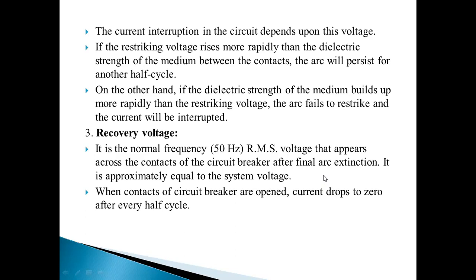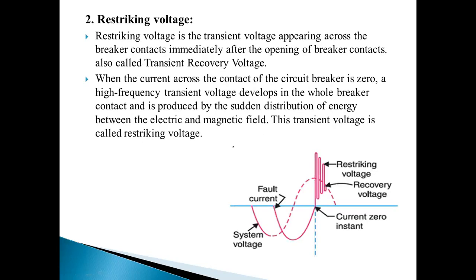So first, when the current becomes zero, at that time there will be the restriking voltage. It is the condition when, at this current zero instant, you are just separating the two contacts of the circuit breaker. At that time there will be restriking voltage, and after some time when the arc finally extinguishes, the voltage that appears is nothing but the recovery voltage, which is approximately equal to the system voltage.